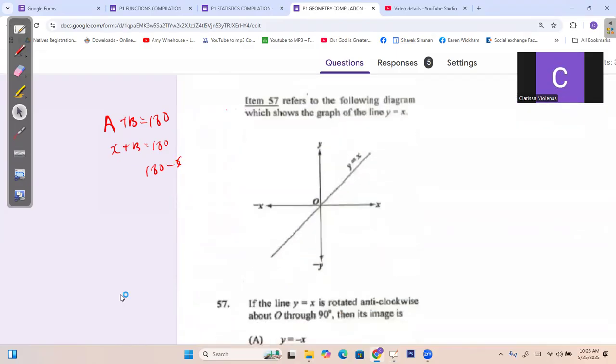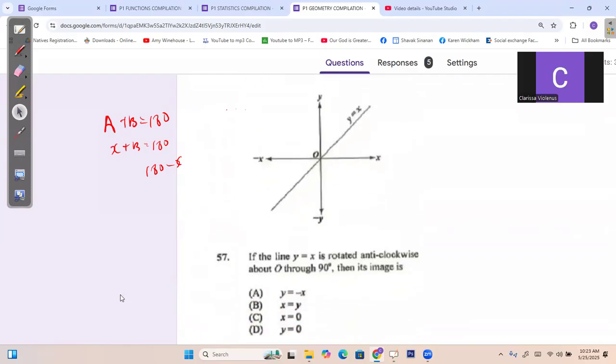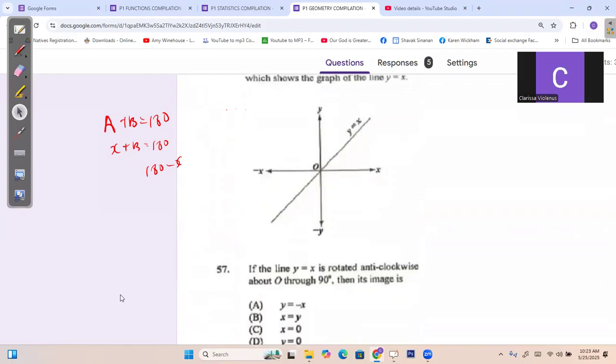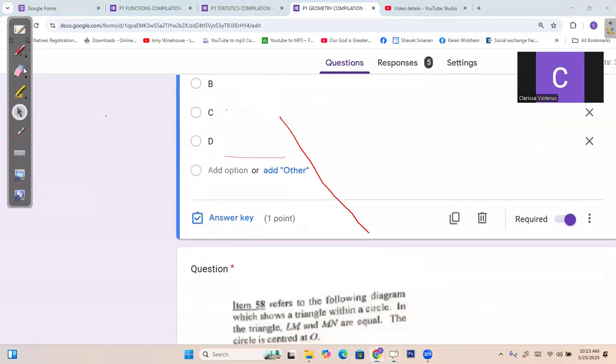Okay, so we first did this diagram, y is equal to x, you guys know this. So if the line y is rotated anti-clockwise through 90 degrees, it's going to end up like this. And you all know that means y is equal to negative x, so the answer is A. All of these things we've done before. All right.